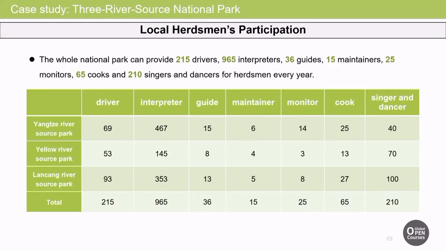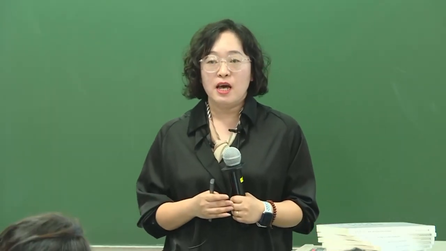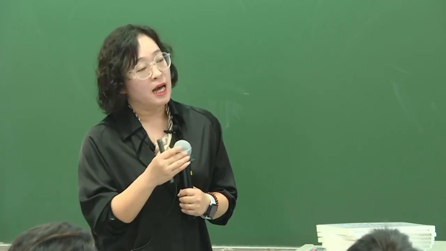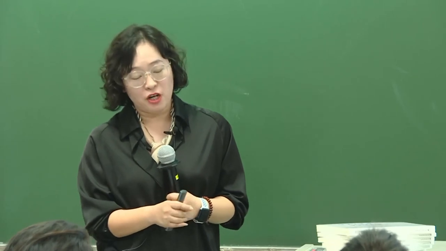To help the local herdsmen, we fully considered that the local people can participate in the visiting project. We set up seven types of positions: drivers, interpreters, guides, maintainers, monitors, cooks, singers, and dancers. We calculated the number of local people's positions that can be involved in each community, and we confirmed with the community leaders that they can have enough herdsmen with the appropriate ability and training to get the job.